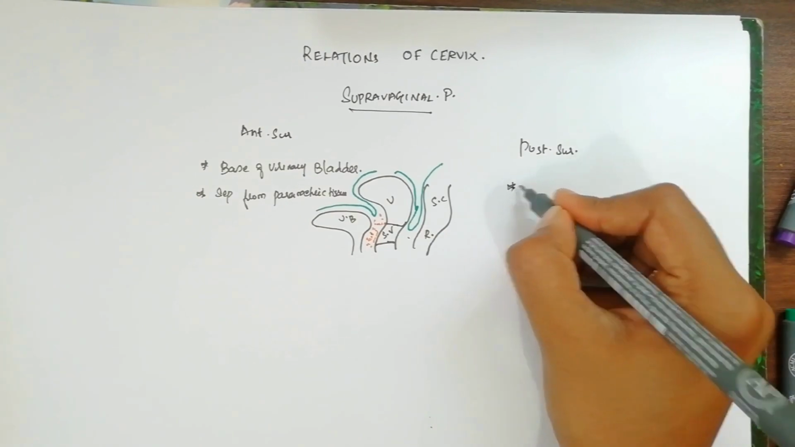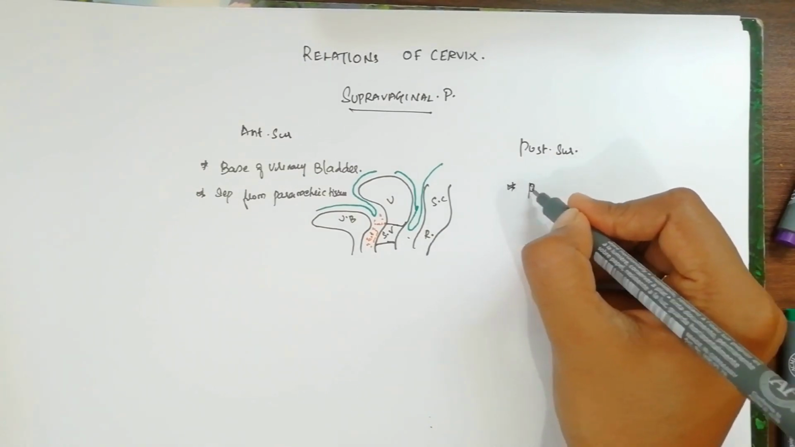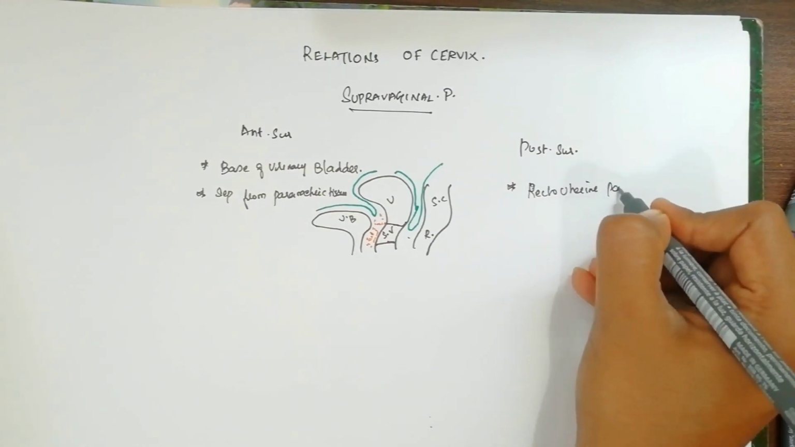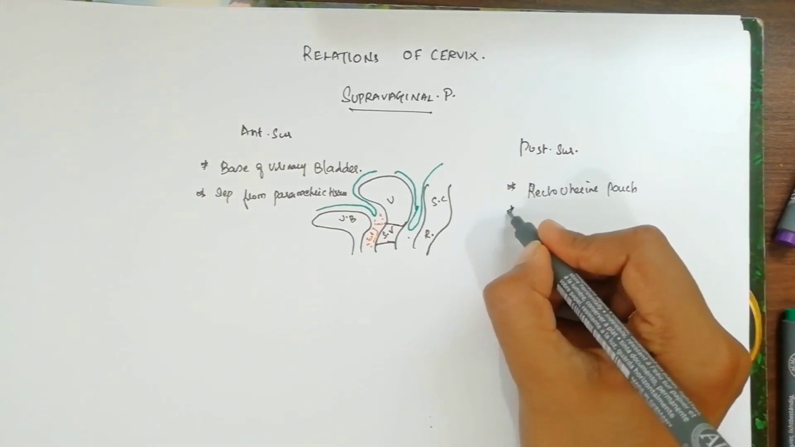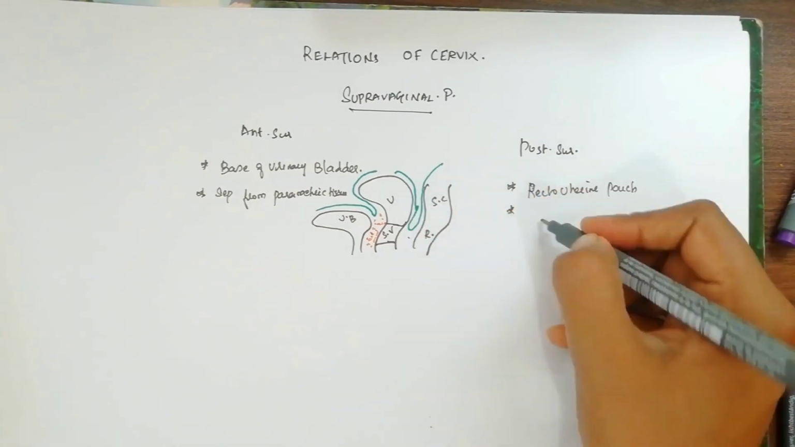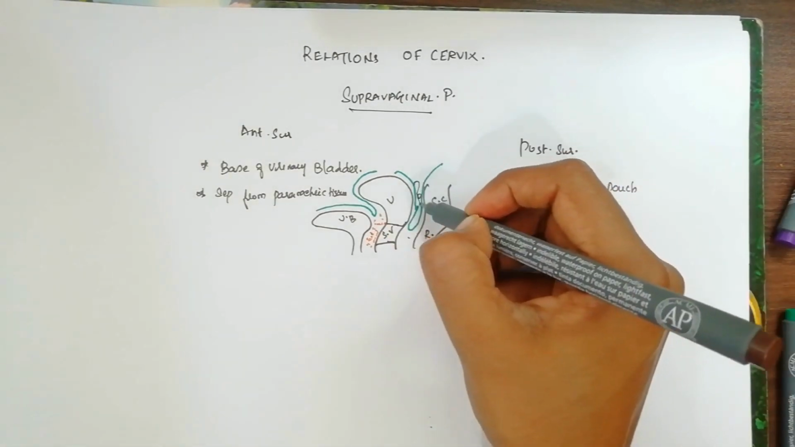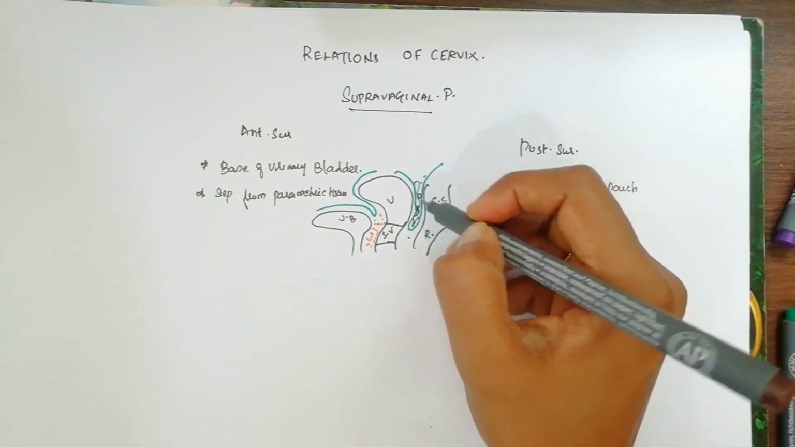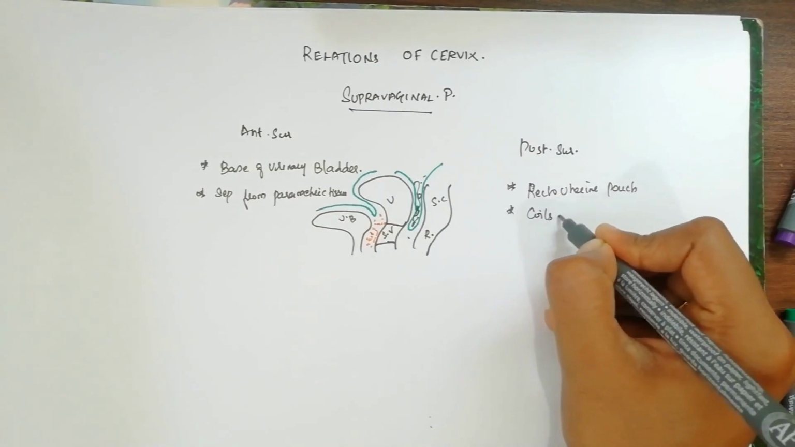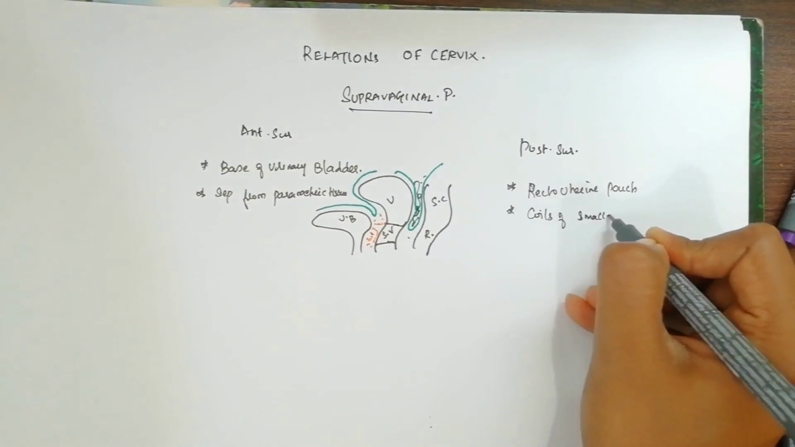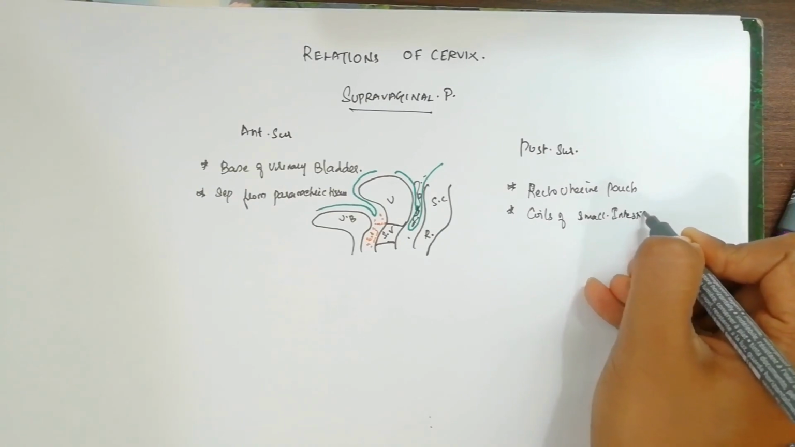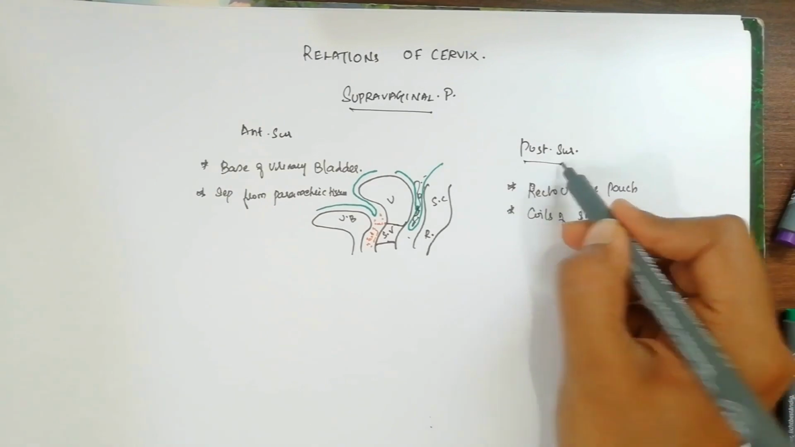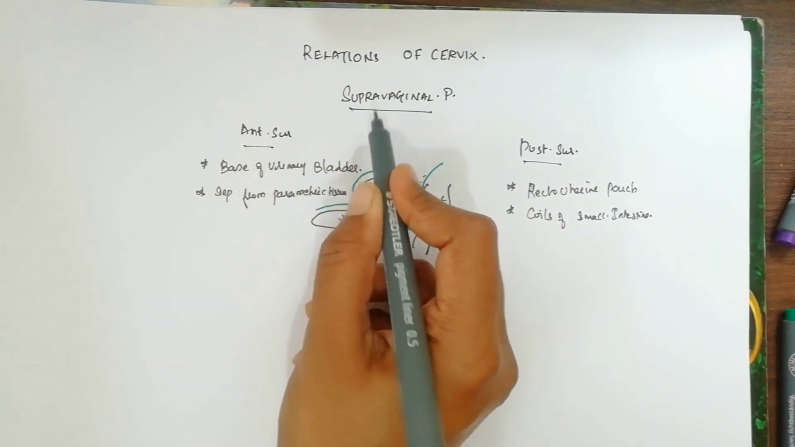So first relation is we have got the recto-uterine pouch, that is the pouch of Douglas. And inside this we will be having some coils of small intestine, as it is extending, same like the body. Posterior surface is similar for this also. So coils of small intestine will be seen. So these are the relations we have got for the anterior and posterior surface of the supravaginal part.